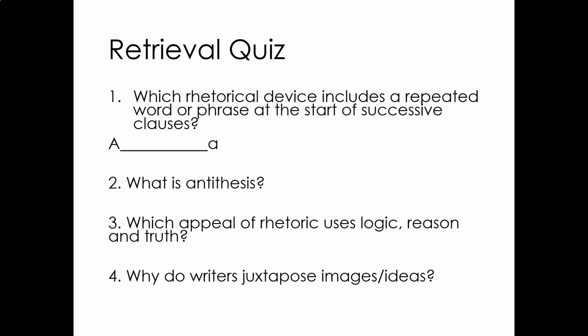Number 3, which appeal of rhetoric, of the 3 rhetorical appeals, which one uses logic, reason and truth? And finally, we looked a few lessons ago at the technique juxtaposition. So I would like to know, why do writers juxtapose images or ideas? What does that device allow them to do? Pause the video and write down your answers now, please.